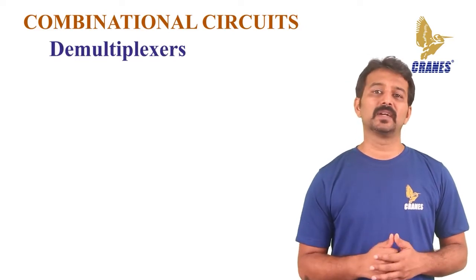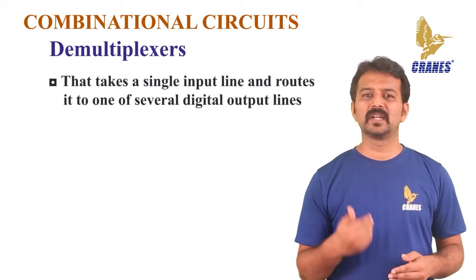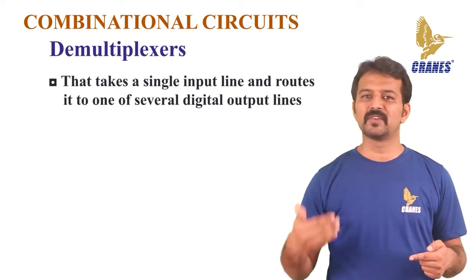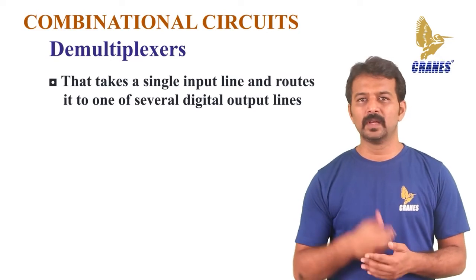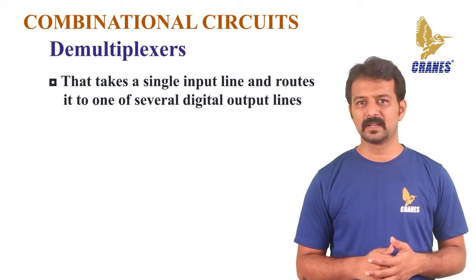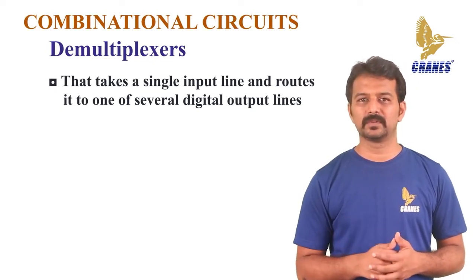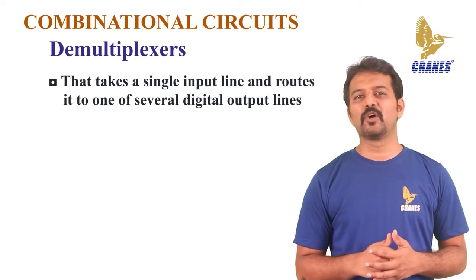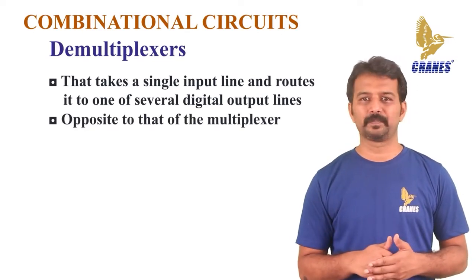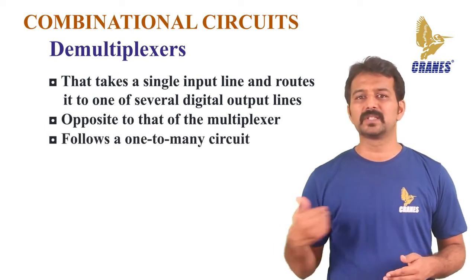So let's now look at demultiplexers, which is also called demux. This is a device that takes in a single input line and routes it to one of several digital output lines. The demultiplexer of 2 power n outputs has n select lines, which are used to select which output line to send the input to. The operation of the demultiplexer is opposite to that of the multiplexer. As inverse to the mux, demux is a one-to-many circuit.